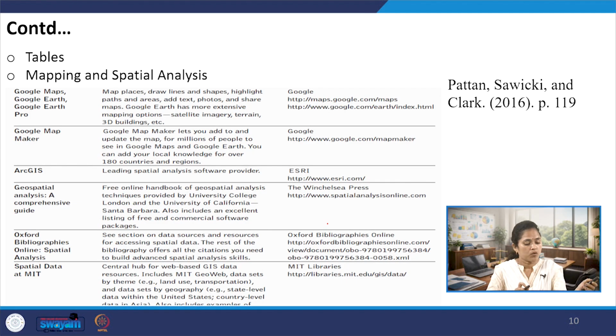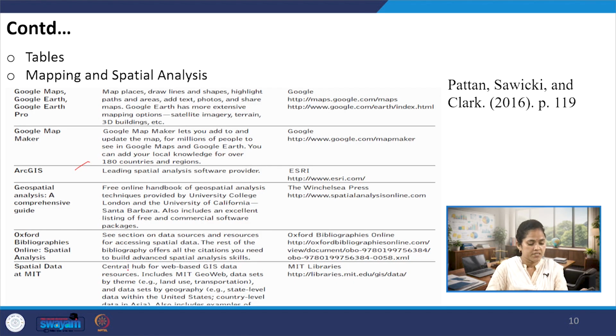Apart from this, we can also take the help of mapping and spatial analysis. Nowadays there is much significance for mapping and spatial analysis, and we can find different software that is useful and helpful in making appropriate maps and spatial analysis for policy decisions. Some of the very popular ones are Google Maps, Google Earth or Google Earth Pro, Google Map Maker, GIS, and QGIS. So the number is really increasing.